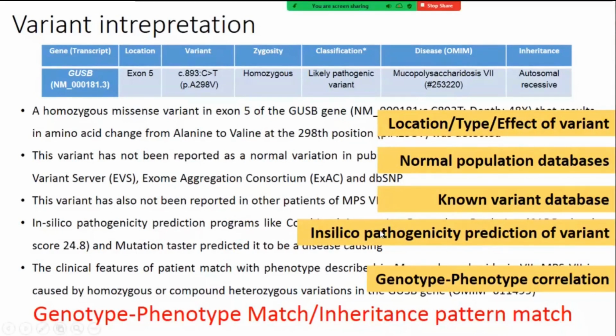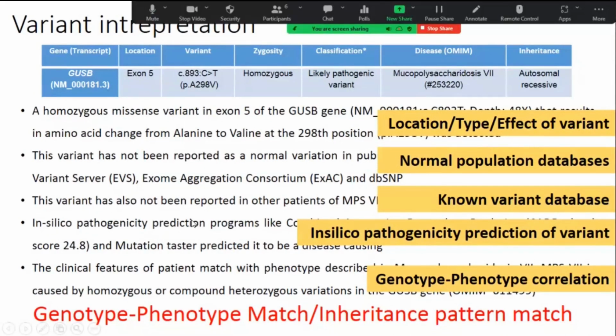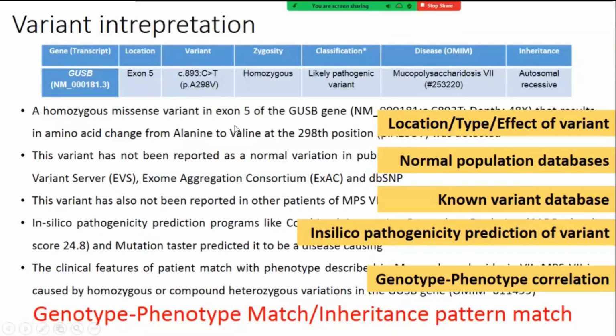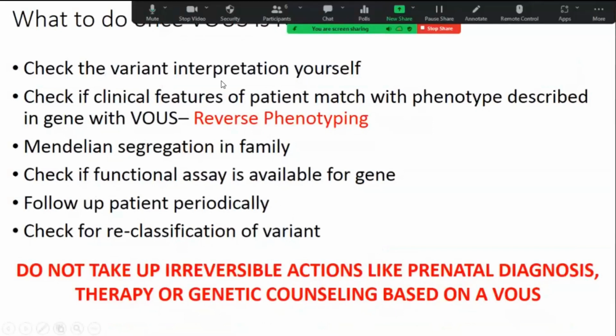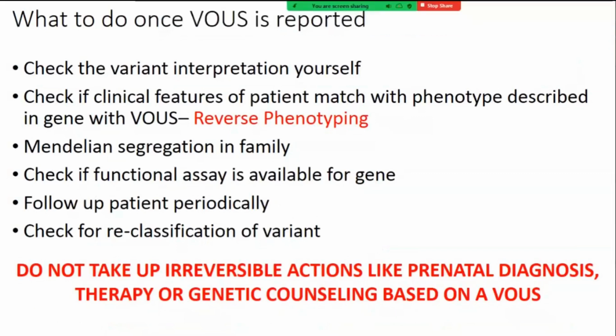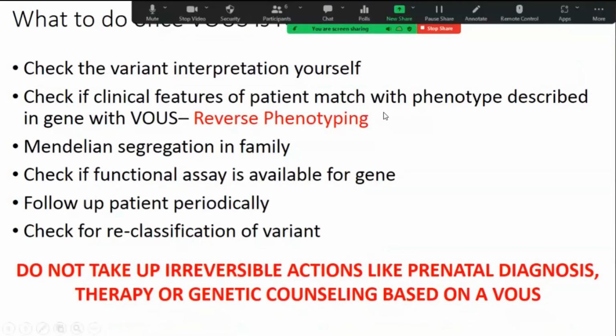So now, ultimately, after doing all this, the genotype-phenotype match is what the clinician does. And that is very important evidence that you need to keep in mind before telling the patient to do anything further, okay? So what do you do once a VOUS is reported? One thing you can do is check the variant interpretation yourself. I hope all of you should be able to do variant interpretation using the tools that I have told you. Check if the clinical features of the patient are matching with the VOUS.